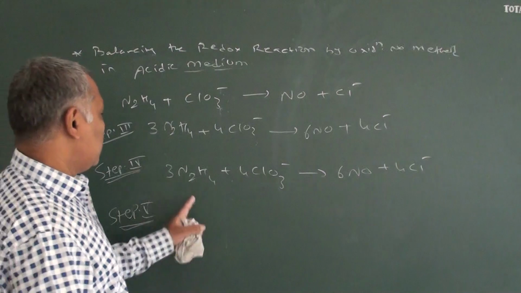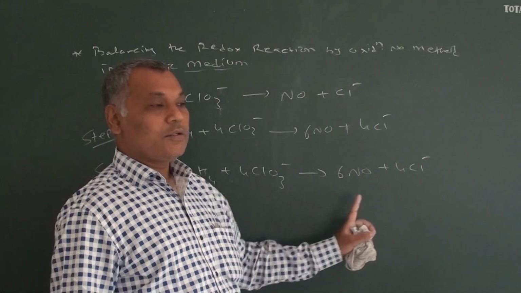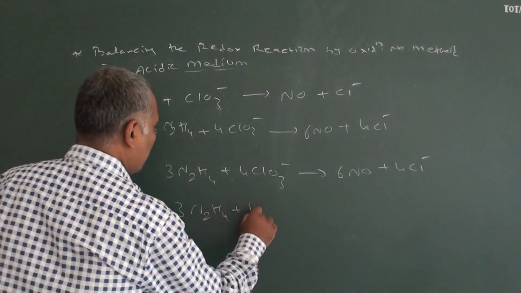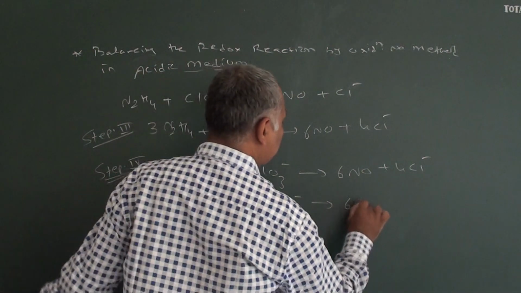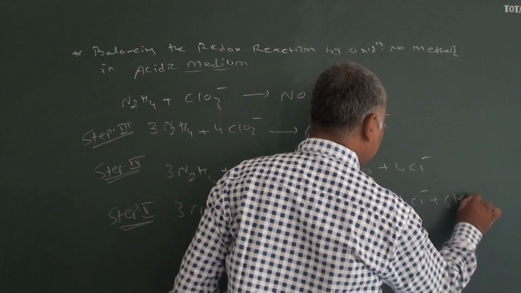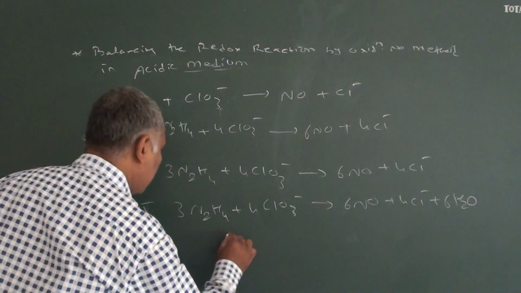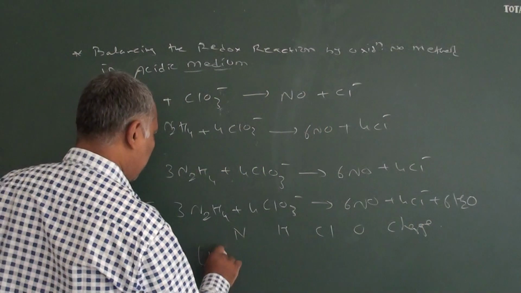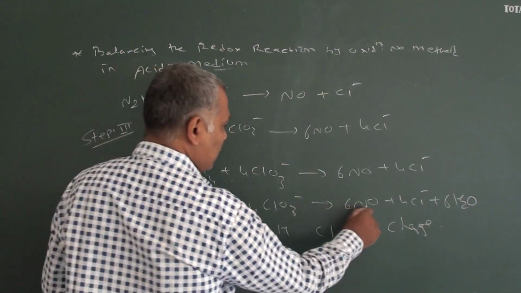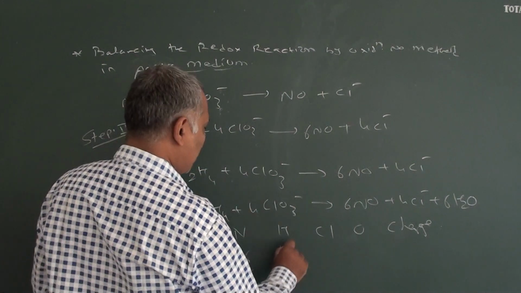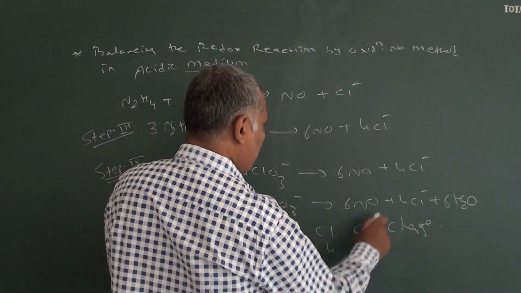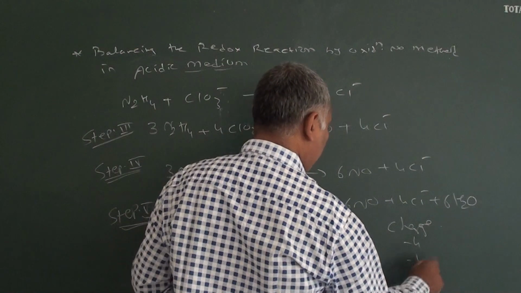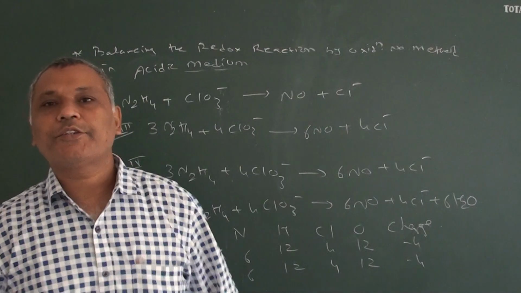Step 5. We want to balance oxygen now. 12 here, 6 there. So that means the deficiency of 6 oxygen on the RHS. So we will have 3N2H4 plus 4 ClO3 minus giving 6NO plus 4 Cl minus plus 6 H2O. Right? Now let's check the components: nitrogen, hydrogen, chlorine, oxygen and charge, LHS and RHS. 3 twos are 6 nitrogen, here also 6 nitrogen. 3 fours are 12 hydrogen, 6 twos are 12 hydrogen. 4 chlorine, here also 4 chlorine. 12 oxygen, 6 plus 6 is 12 oxygen. Charge minus 4, minus 4.